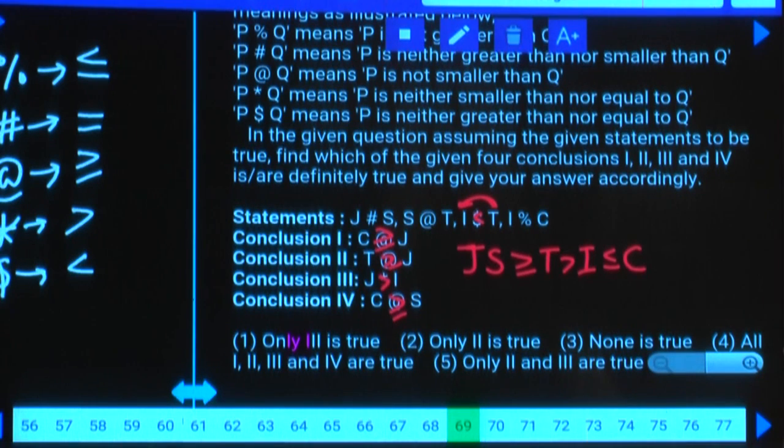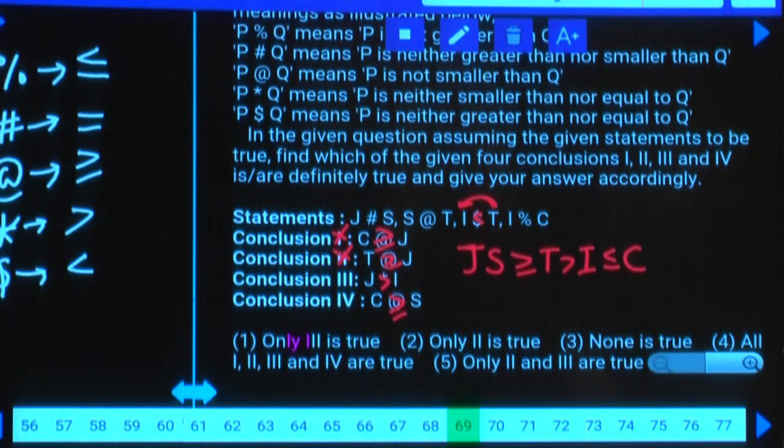Now what can we say about this C and J? Now J and C, if you observe here, there are 2 opposite symbols. The first conclusion does not follow. And second, T and J, J greater than or equals to T. That means T lesser than or equals to J is true. But as here T greater than or equals to J, that is false.